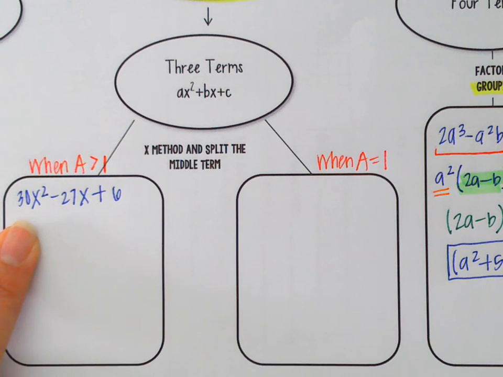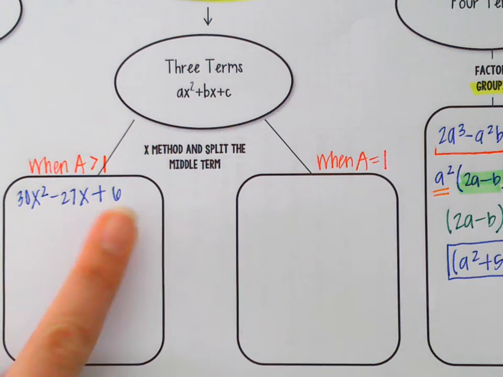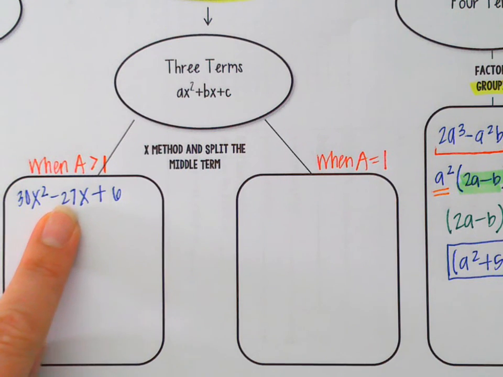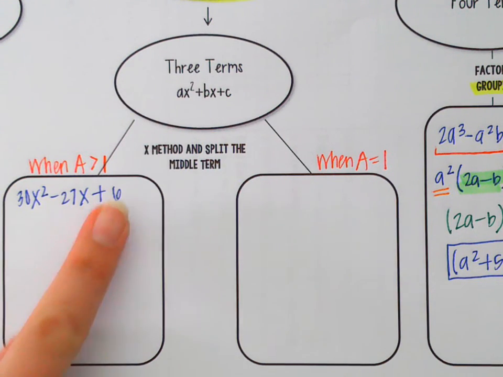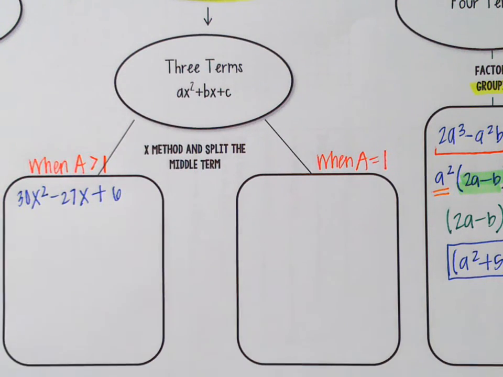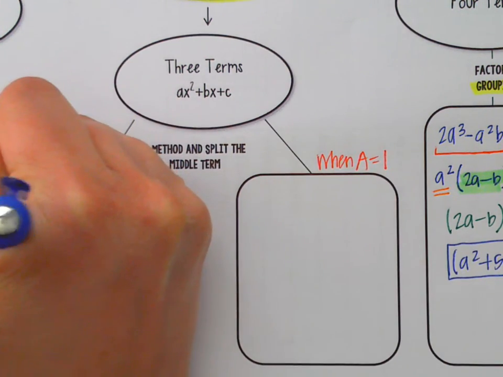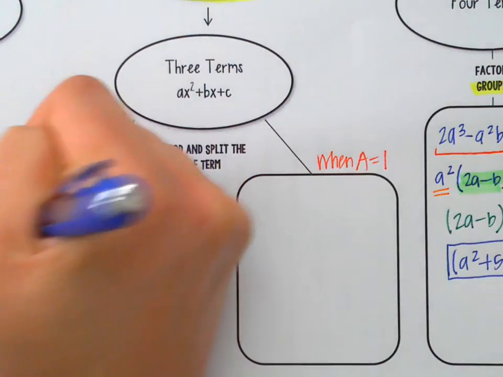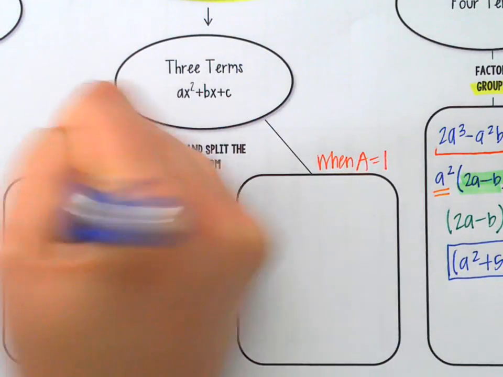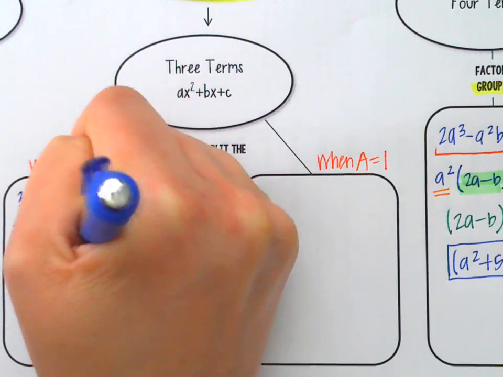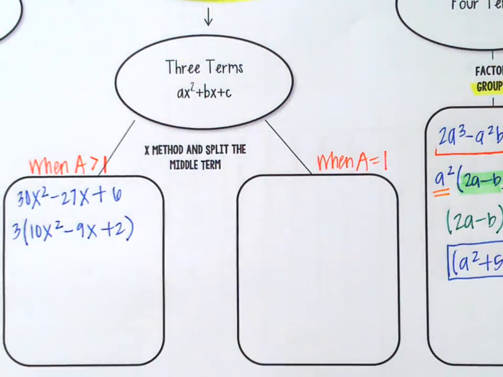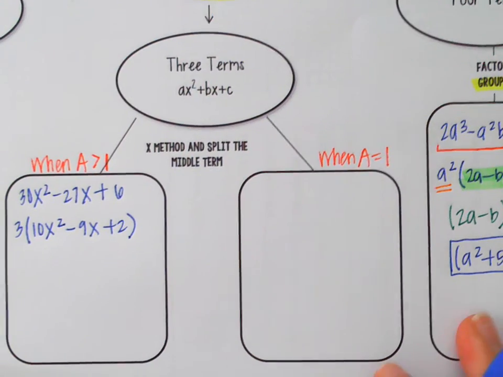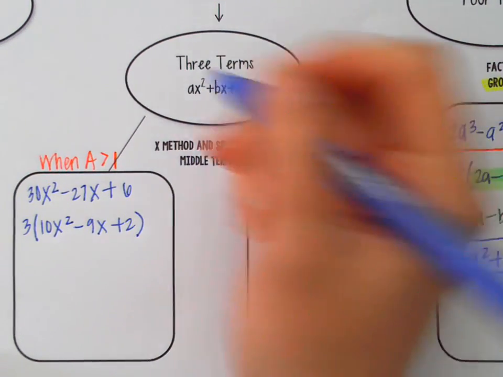So what is a GCF between 30, 27, and 6? I look at 6 and think, does 6 go evenly into 27? It doesn't, so I have to think smaller. What about 3? Yes, yes, yes. So I can factor out a 3, and I'd be left with 10x squared minus 9x plus 2. So then I'm going to draw an x here.